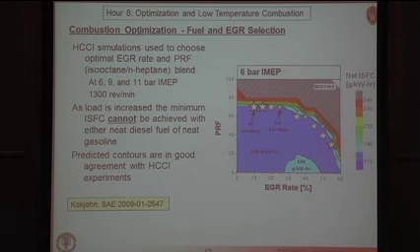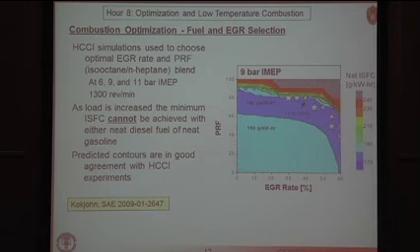And that's already known from people that have done experiments with HCCI. They found that it operates best with fuels that have octane numbers below that of gasoline and cetane numbers below that of diesel.